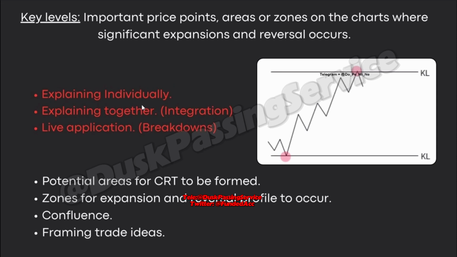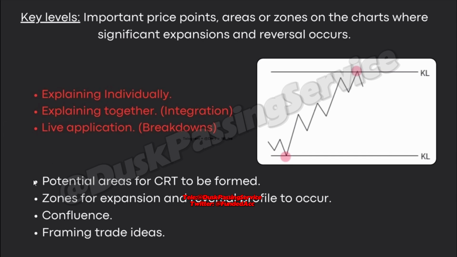All right, now let's get into the chapter. So, key levels. The basic definition of a key level is basically important price points, areas or zones or whatever you want to call it on the price chart where significant expansions and reversals occur, right? This is the basic definition of what a key level is, and it can be broadened and refined even more. But for the time being and for the sake of efficiency, we are just going to deal with this definition because it's the most accurate one and the most understandable one.